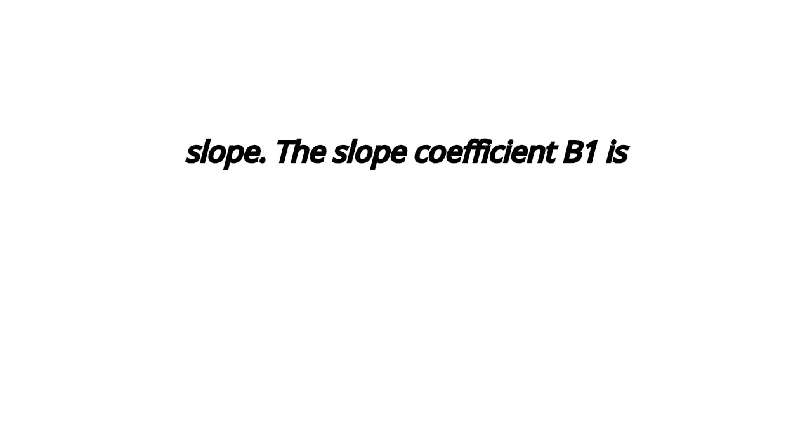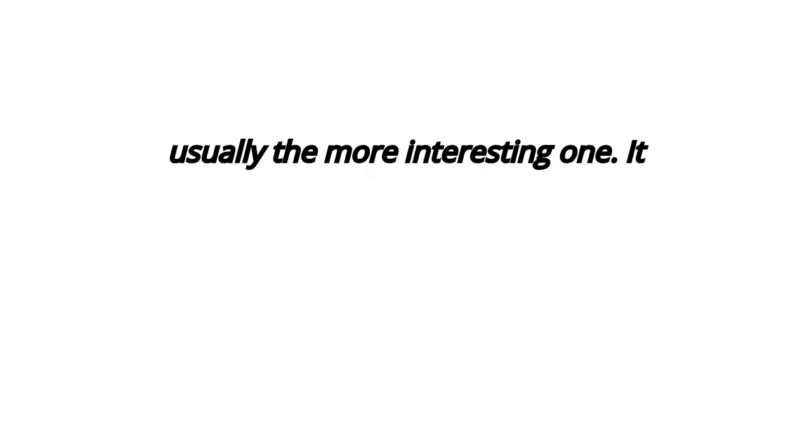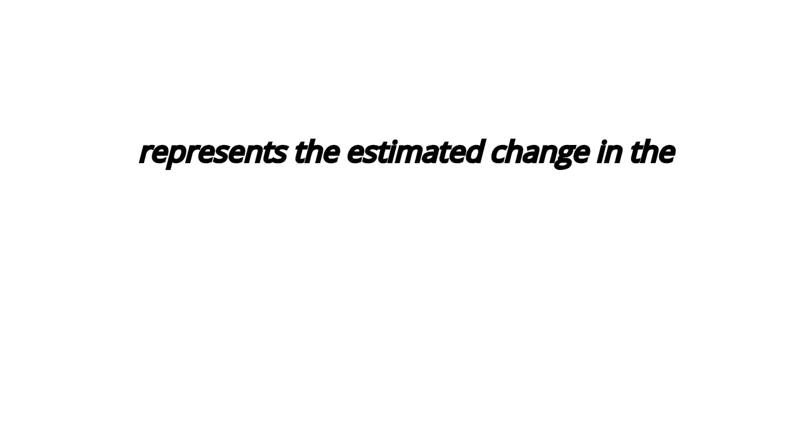Okay, and the slope? The slope coefficient, b1, is usually the more interesting one. It represents the estimated change in the dependent variable, y, for a one-unit increase in the independent variable x.